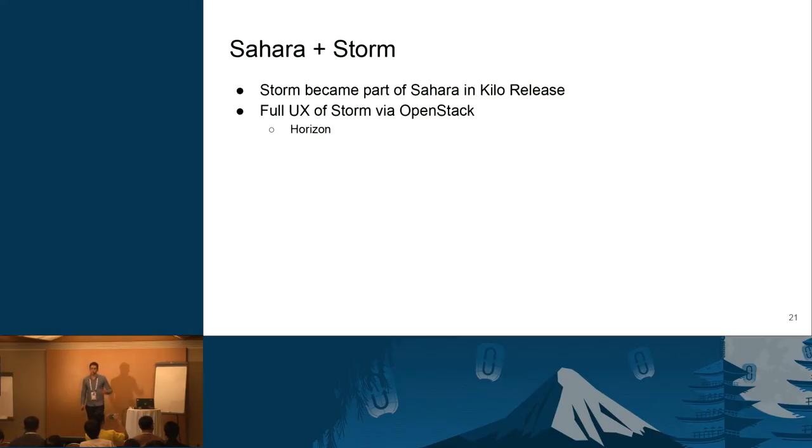So we heard from Andre, and he talked about Storm and advanced stream processing. Michael talked to us about Sahara, and I'm going to talk to you about how these two parts work together. So Storm became part of Sahara in the Kilo release, so it was about 6 months ago. And on this release now, Liberty, we actually made it complete. So now you can use Storm via the UI. So you can have a complete user experience of Storm via the OpenStack dashboard.